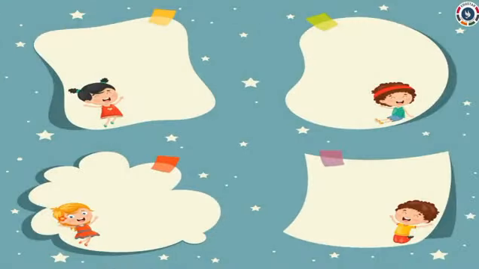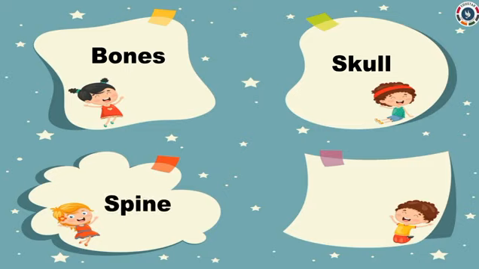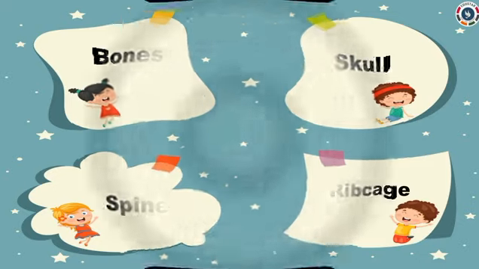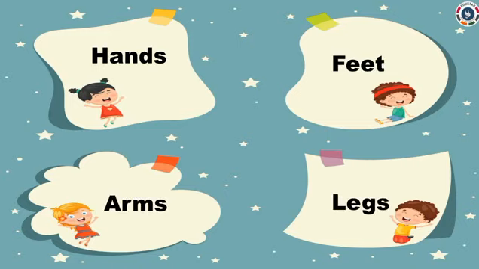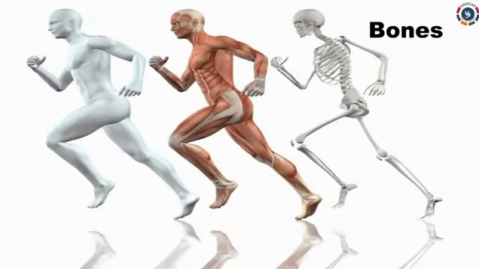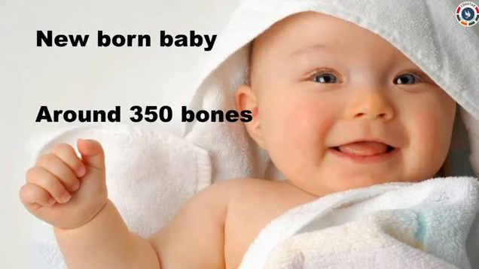The human skeletal system consists of bones, skull, spine, rib cage, hands, feet, arms and legs. Let's see the first topic about bones. Students, bones support us for the movement of our body.